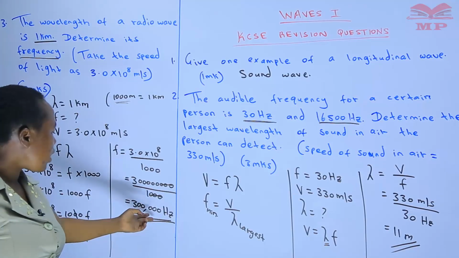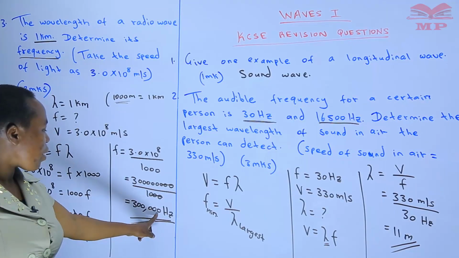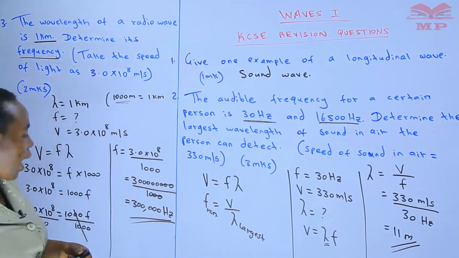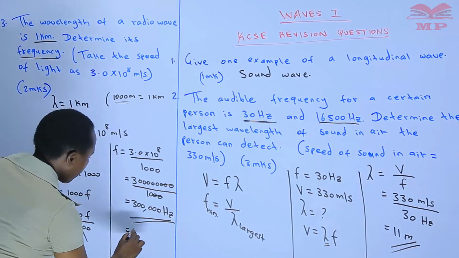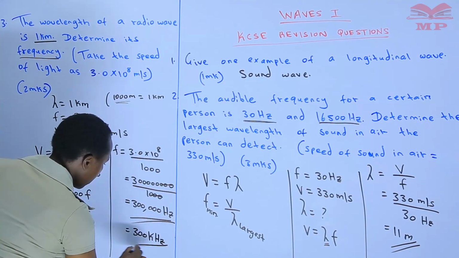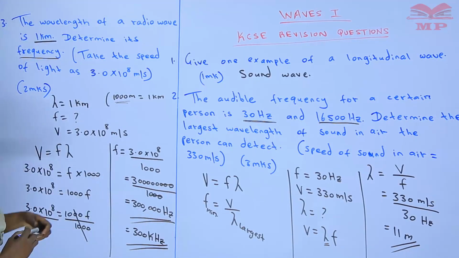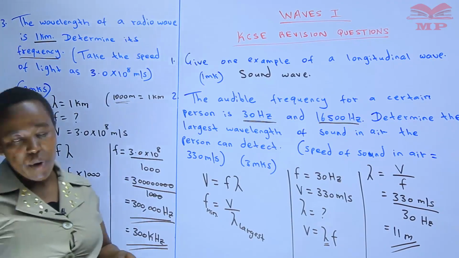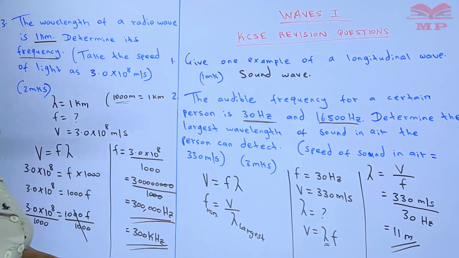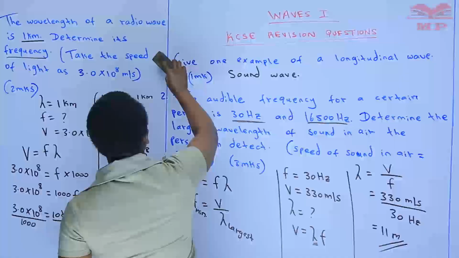If we want to change it into kilohertz, we can divide it by 1,000, because 1,000 hertz make 1 kilohertz, and therefore we end up getting 300 kilohertz. So that will be the frequency of the radio wave. So that is it. We can move on to our next question, number 4.